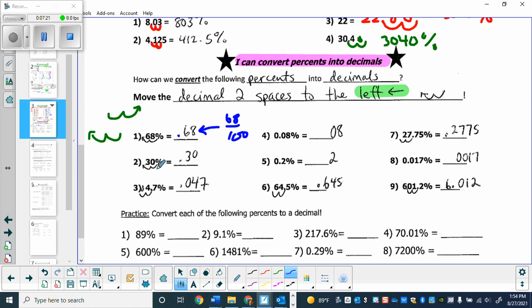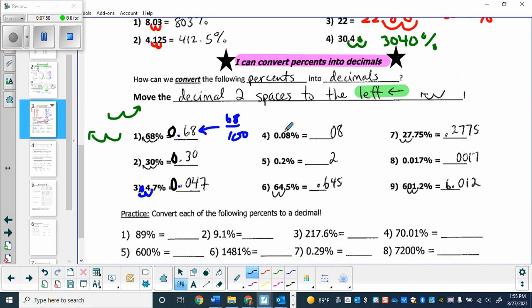30%, I'm just going to go shoop, shoop. There's my 0.30. And if I have a 4.7, you can see I moved it back once and then twice, and I do have to fill in a 0 here. So I have 0.47, 0.047. If you want to put 0.68, 0.30, 0.047, totally fine by me.